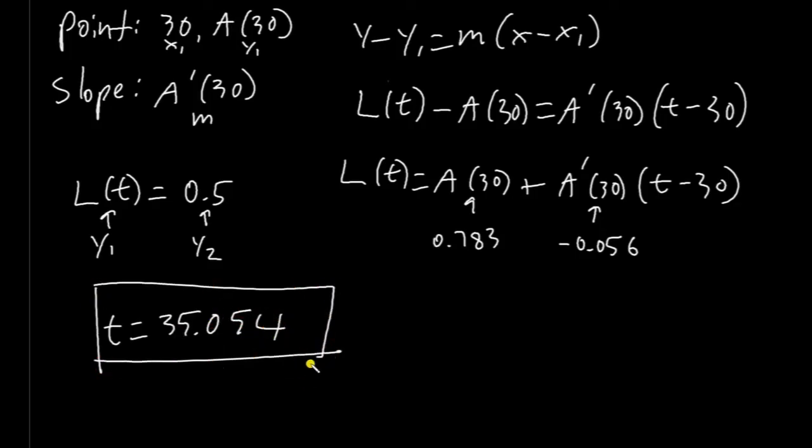Okay, this was a 4-point question. 2 points for correctly determining L of t, 1 point for setting it equal to 0.5, and 1 point for getting the correct answer. That concludes question number 1.